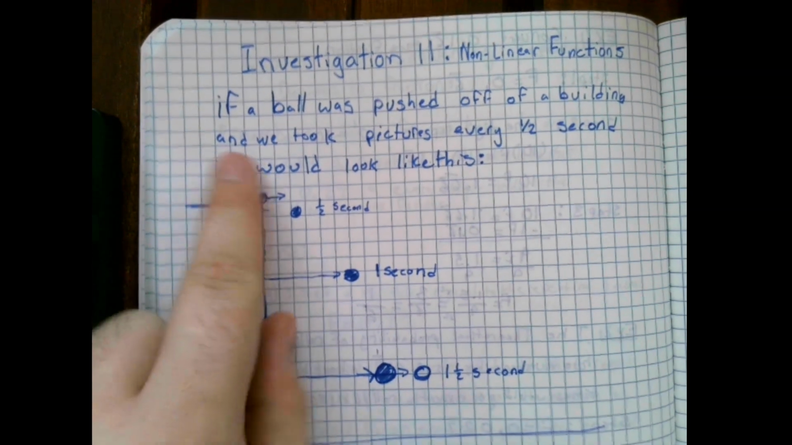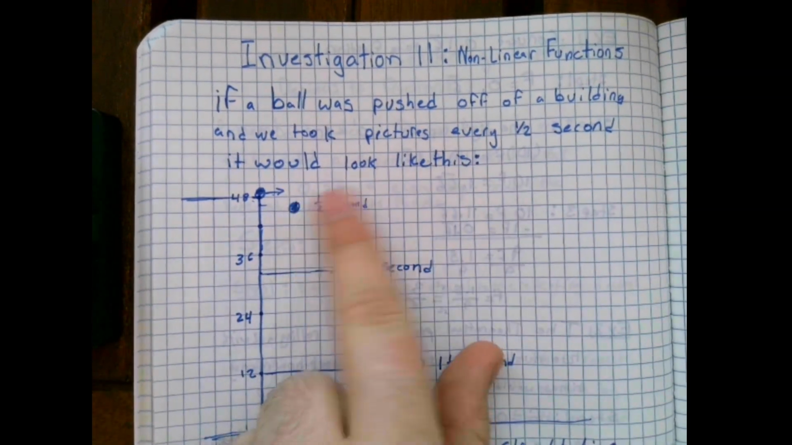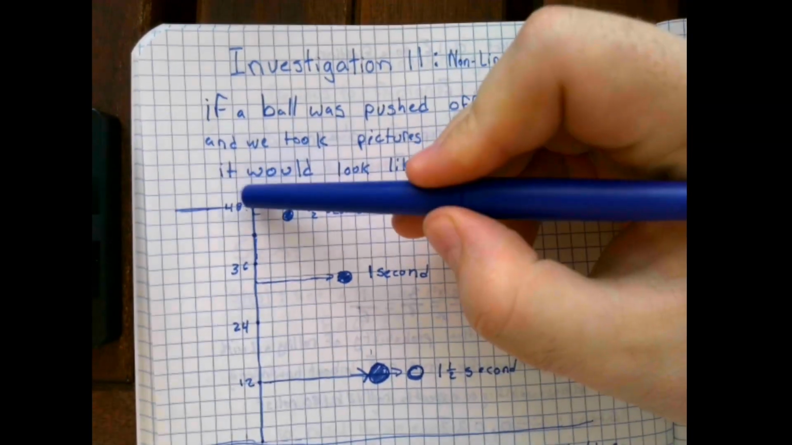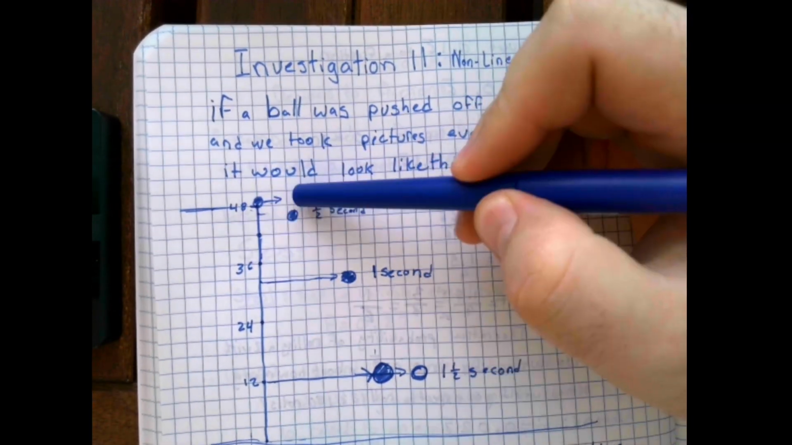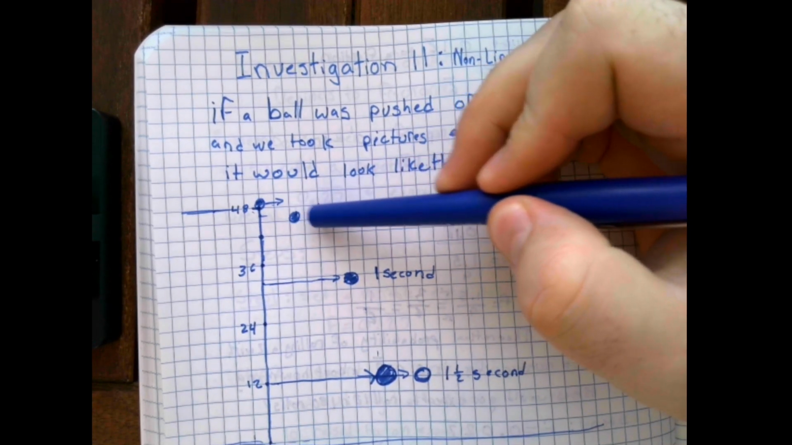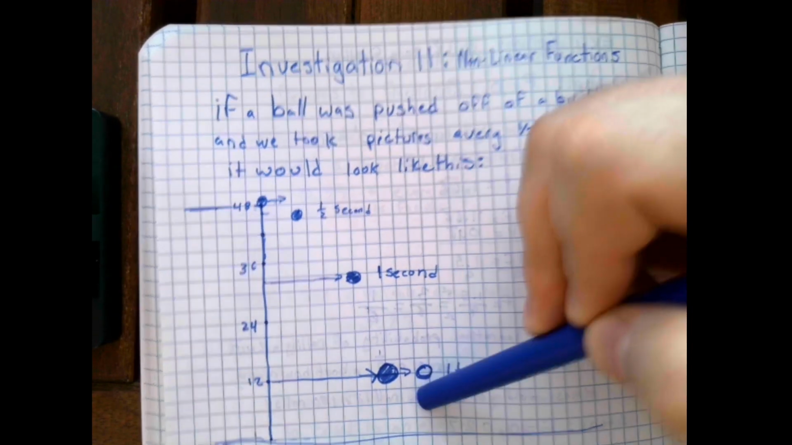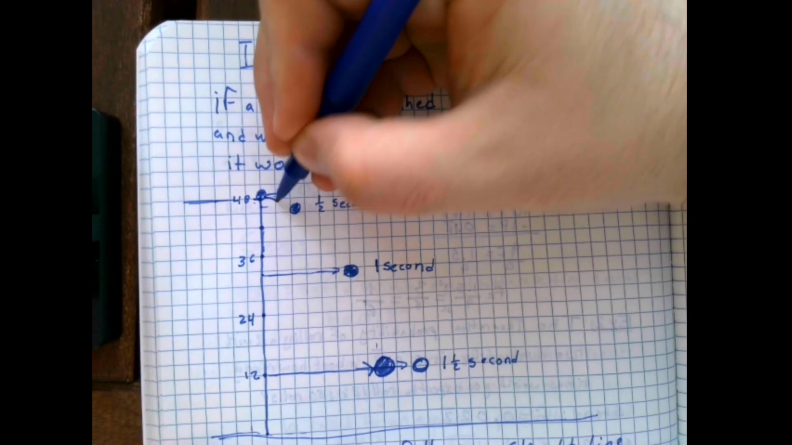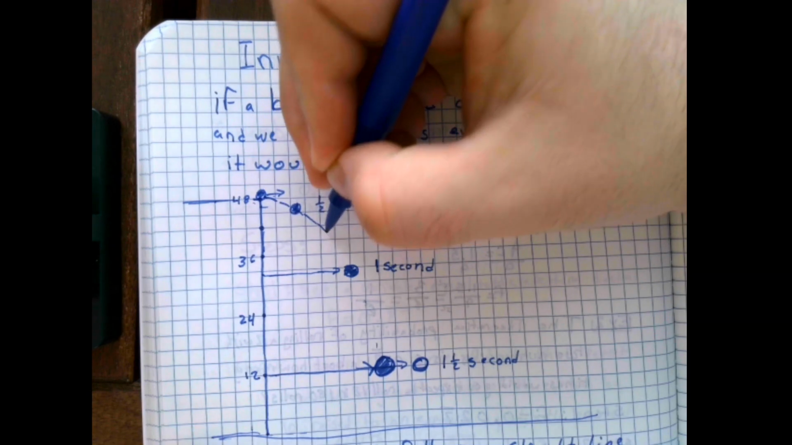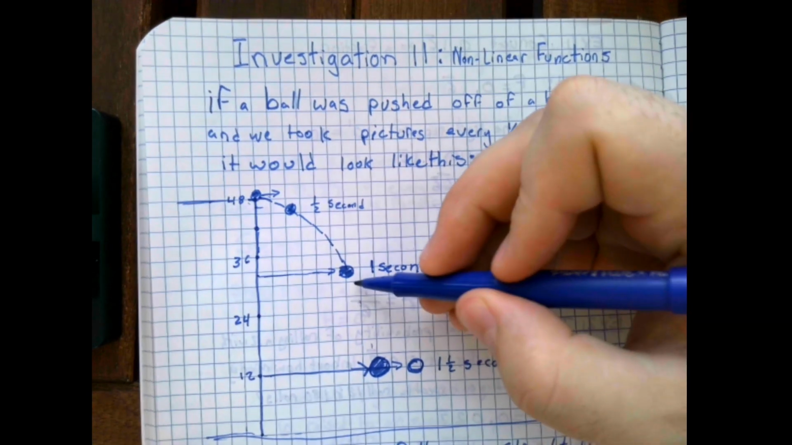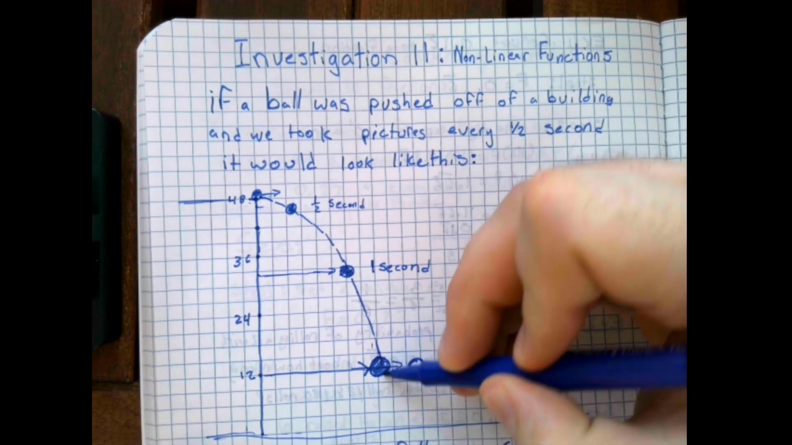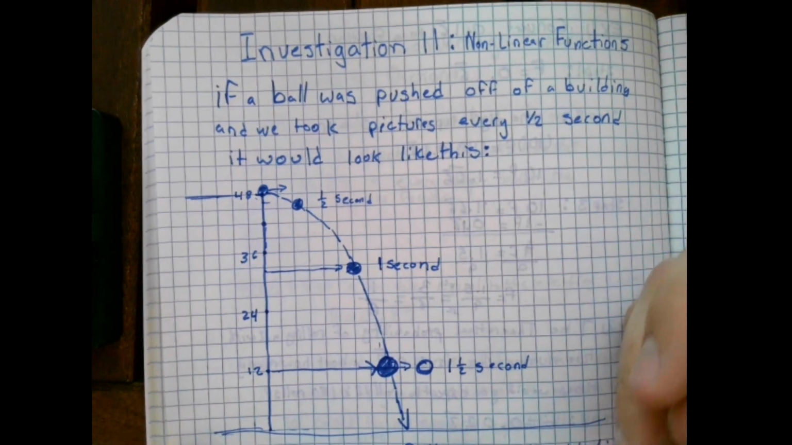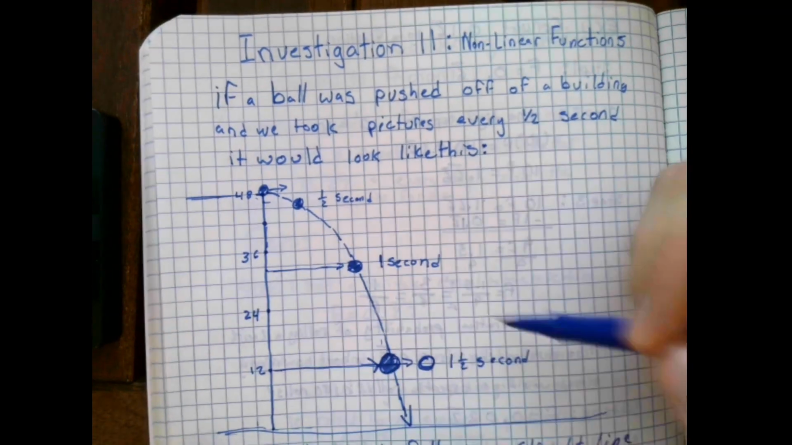Now, if we push a ball off of a building and take pictures of it every half second, it might look something like this, where the ball starts up at the top of the building, we push it off, and then it's falling, and it's falling, and it's falling. Now, one thing you should note about this is as it's falling, it follows a curved path. It does not go in a straight line, right? It doesn't go in a straight line.